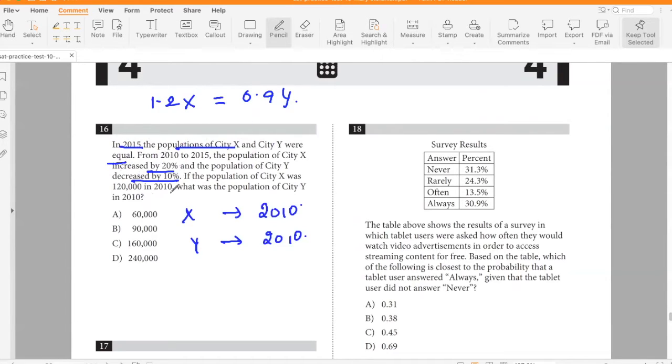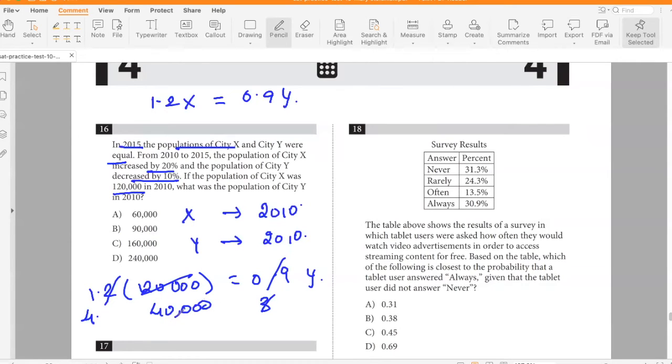So now the value of X is given as 120,000. So 1.2 times 120,000 is 0.9 times Y, where we have to find Y, the population of city Y in 2010. So 3 into 3, 3 into 4, and 340,000. So Y would be 160,000.